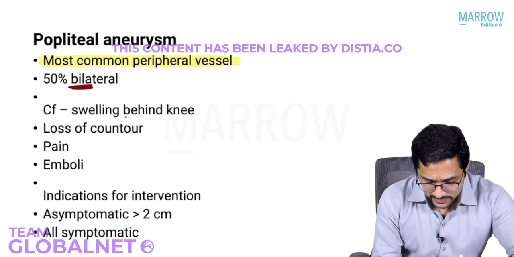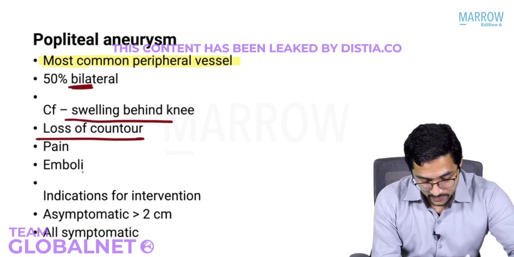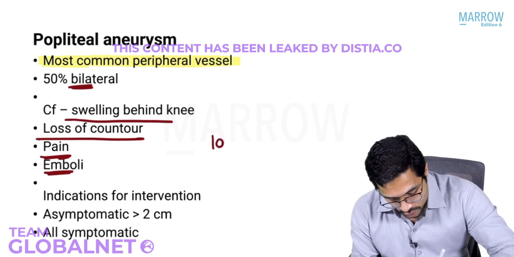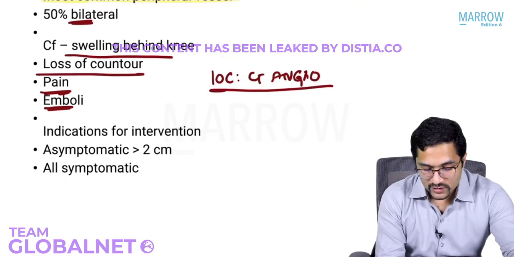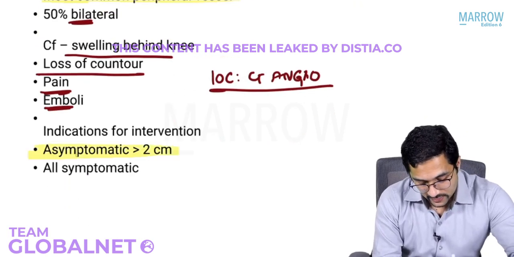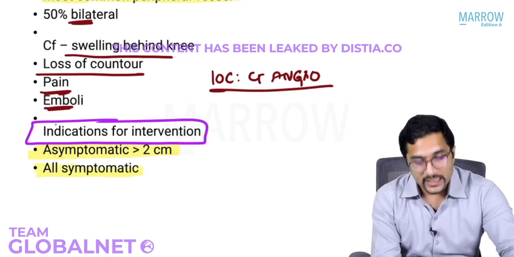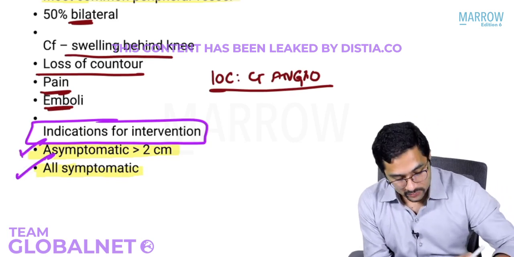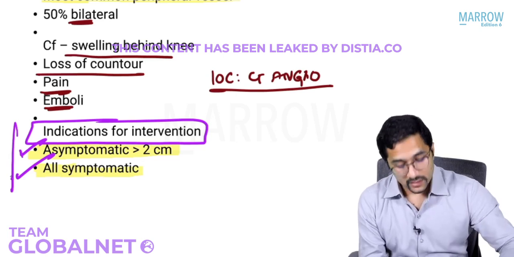Patient will come with a pulsatile swelling behind the knee, and there is loss of contour of the knee behind. There can be pain and distal emboli as well. The investigation of choice in these patients is CT angio, which will tell us about the size of the aneurysm. And the indications for intervention: 2 centimeters is the critical diameter. So asymptomatic aneurysms more than 2 centimeters and all symptomatic aneurysms, we need to carry out surgery in these patients. Otherwise, we can manage them conservatively.